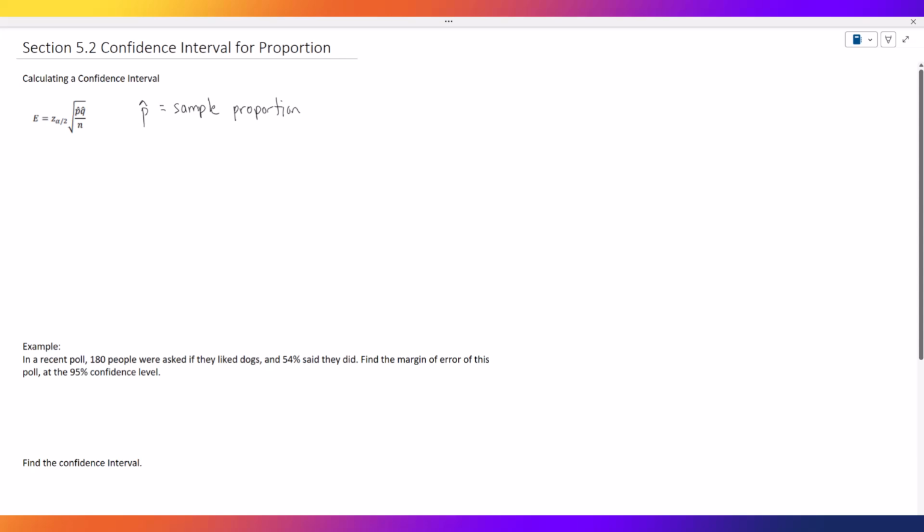And then q hat is really the failures, and for most of them it's just 1 minus p hat. Some texts just jump right to this. So we've got successes and failures, and n is our sample size, not new to us. And then the critical value, that's z alpha over 2. Again, not new to us.